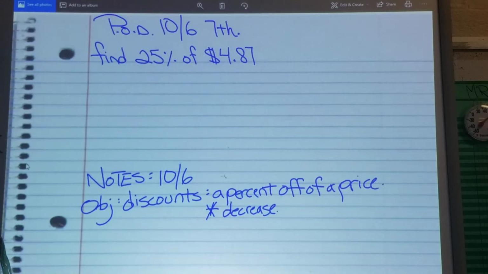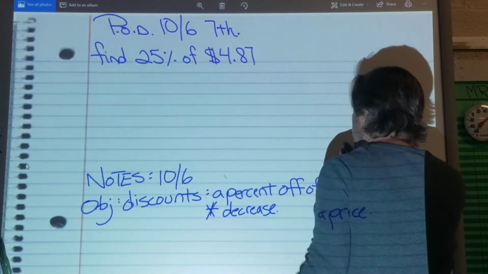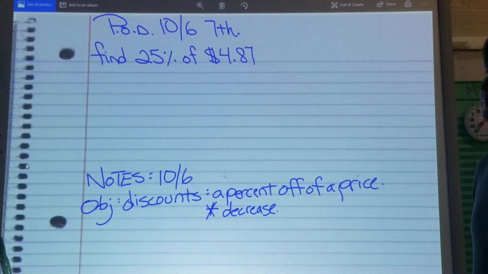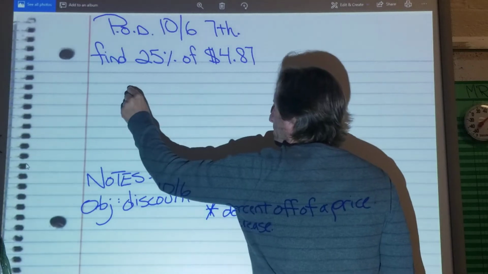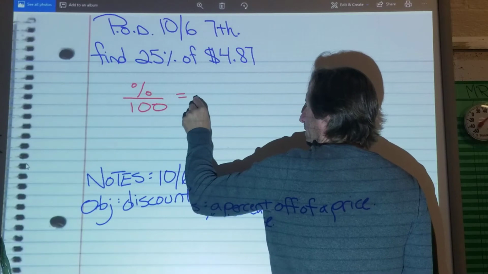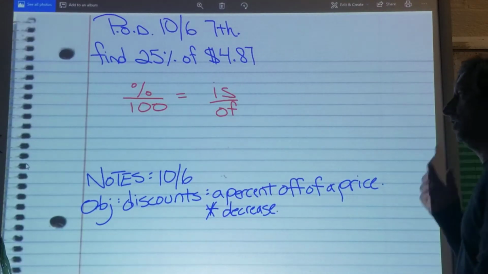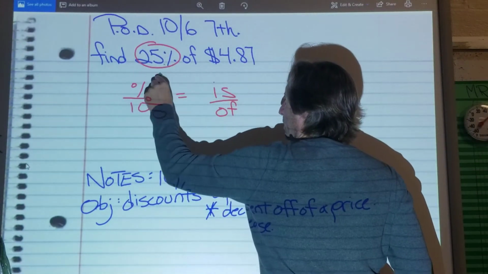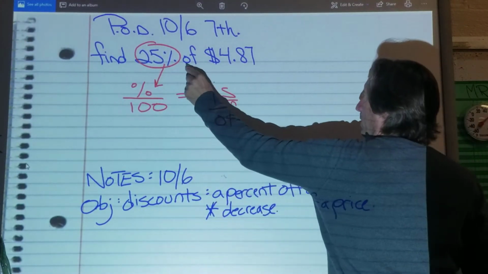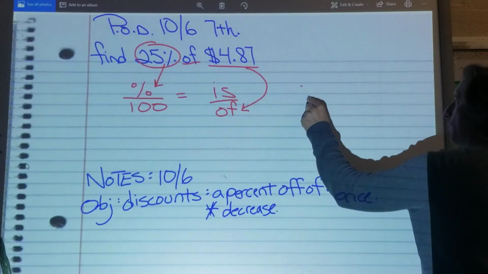All right, I am hoping you did today's problem of the day. So it says find 25% of $4.87. I don't know if we've really done any with money yet, but we're going to do one with money right now. All right, so we know whenever we do percent problems, percent over 100 equals is over of, right? So here's our 25%. That's going to go right here, right? And this is our of. This is going to go down here. So I end up with 25 over 100.